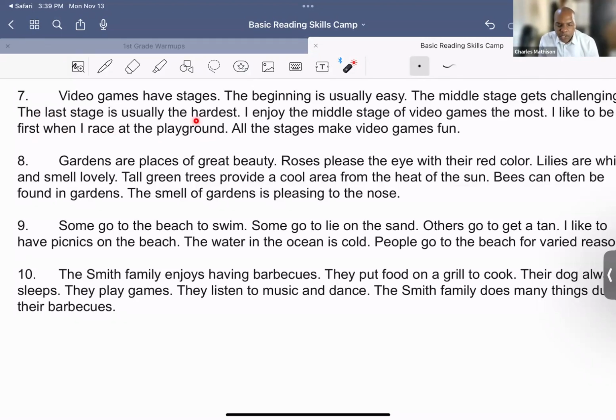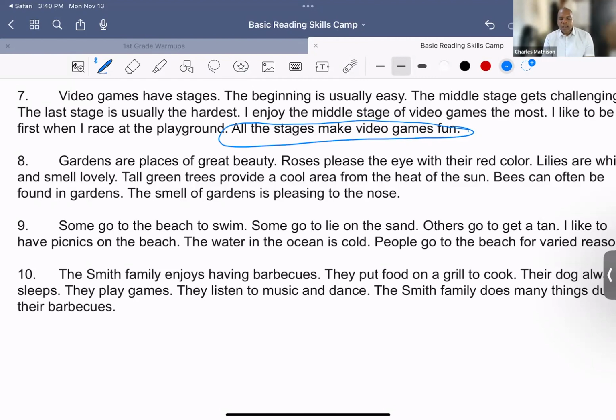I think they put that in there to confuse me. The last stage is usually the hardest. Video games have stages. The beginning is usually easy. The middle stage gets challenging. The last stage is the hardest. I enjoy the middle stage of video games the most. All the stages make video games fun. So, all the stages make video games fun.